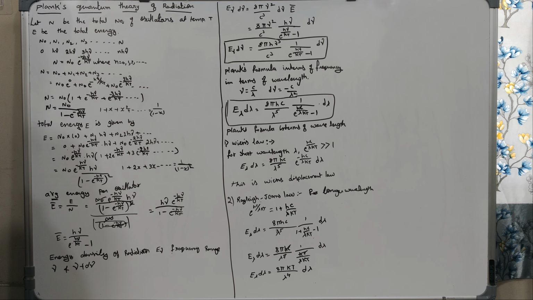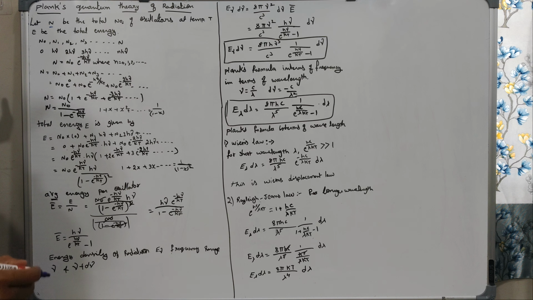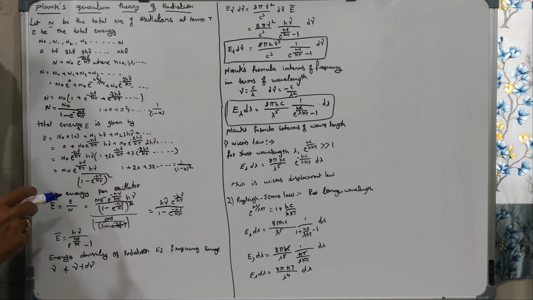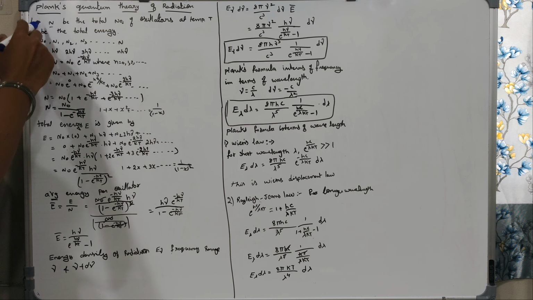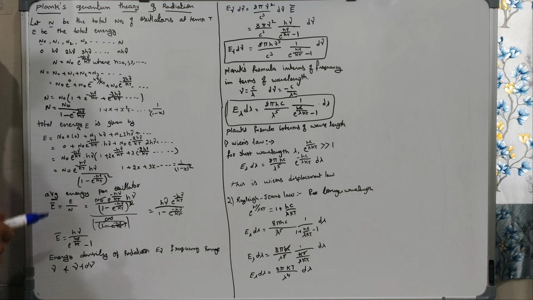So let's discuss Planck's quantum theory of radiation. Let N be the total number of oscillators at temperature T, and E be the total energy. If we have N number of oscillators, they are considered as N0, N1, N2, N3, etc., up to N.